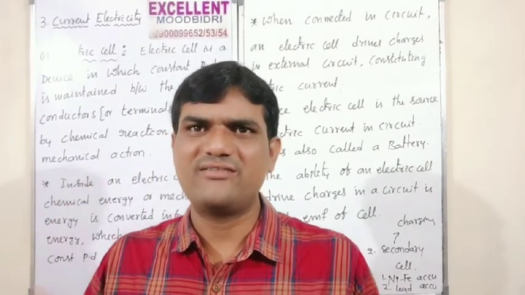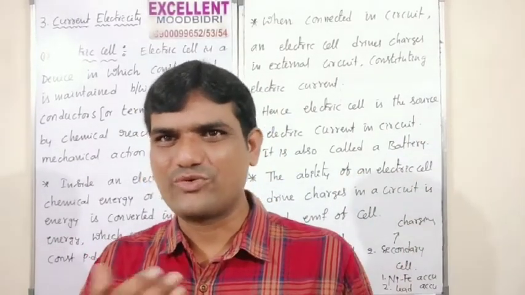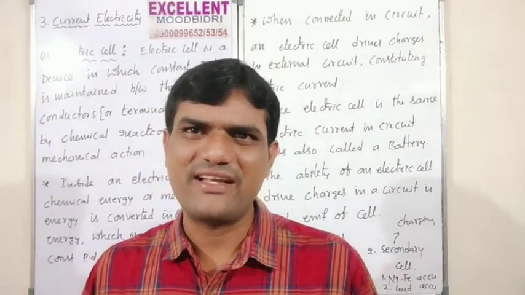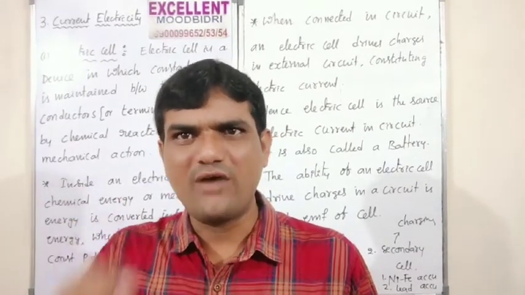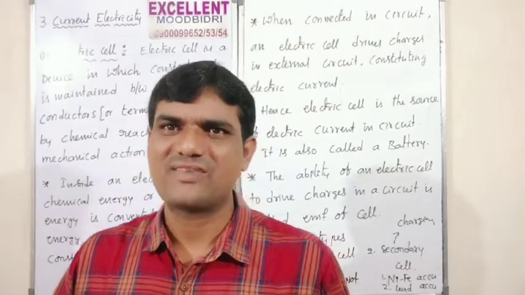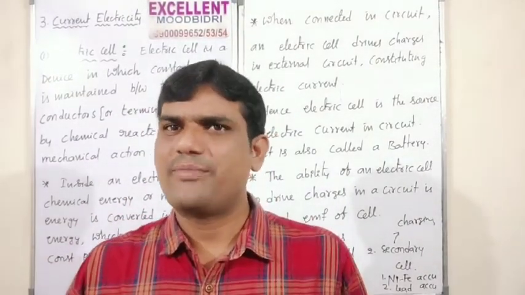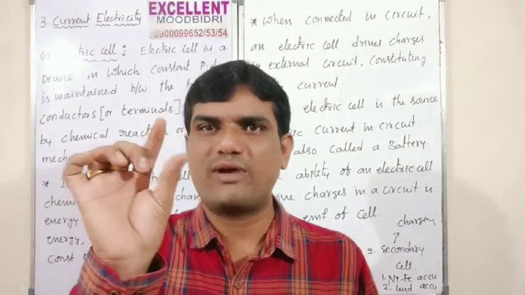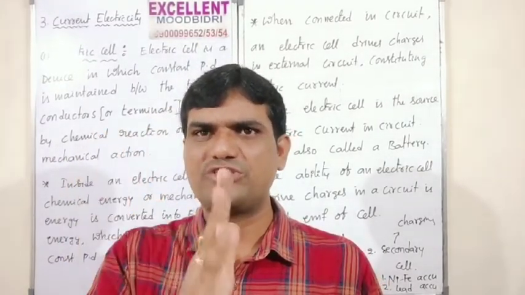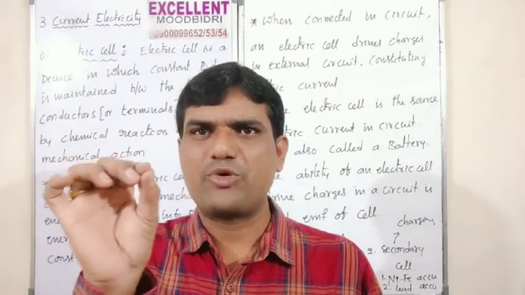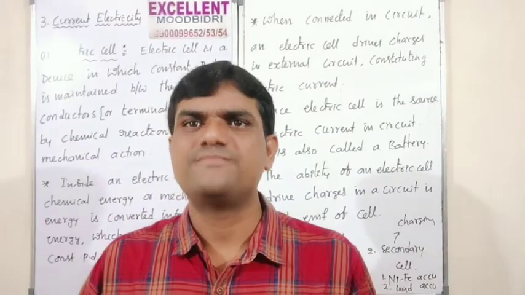We are familiar with the cell, correct? From class 10th onwards we are learning what is the cell and what is the battery. Battery is nothing but a group of cells. The group of cells is known as a battery, correct? A number of cells combined together is nothing but a battery. But cell means only one cell, single, with a positive terminal and a negative terminal. Between the positive and negative terminal the potential difference is maintained constant, that is nothing but a cell.